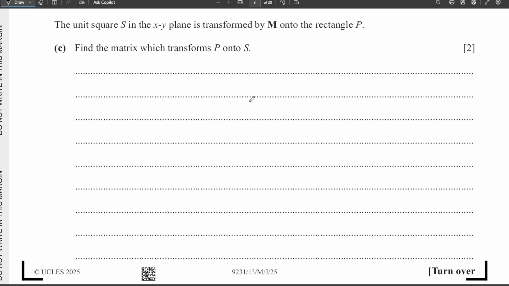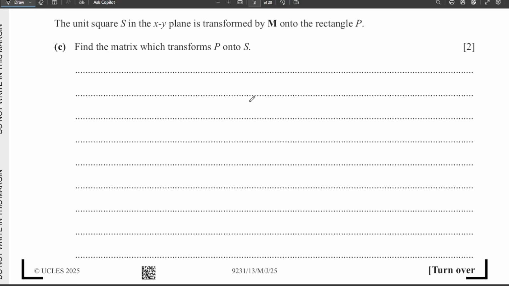Unit square S in the xy plane is transformed by M onto rectangle P. So meaning we have M multiplied by S equals to P. So you want to find a matrix, we transform P onto S. So meaning P multiplied by something will be going back to S. So it's something like an inverse of function. So it will be inverse M, which transform this back into S.